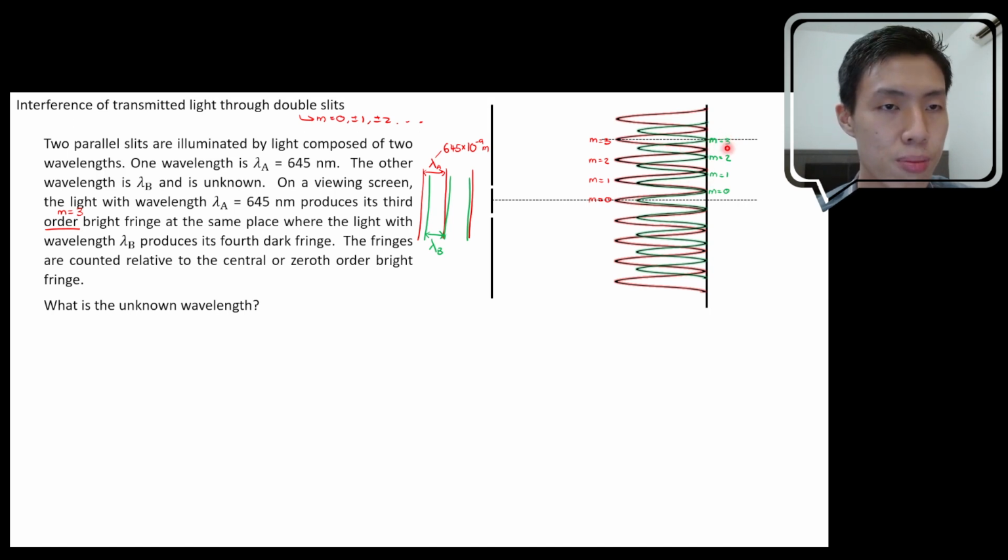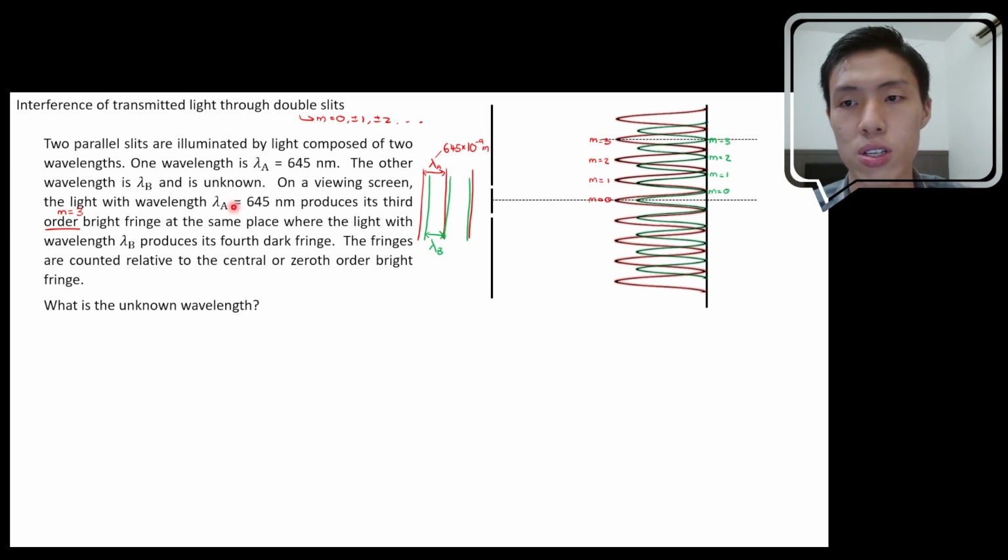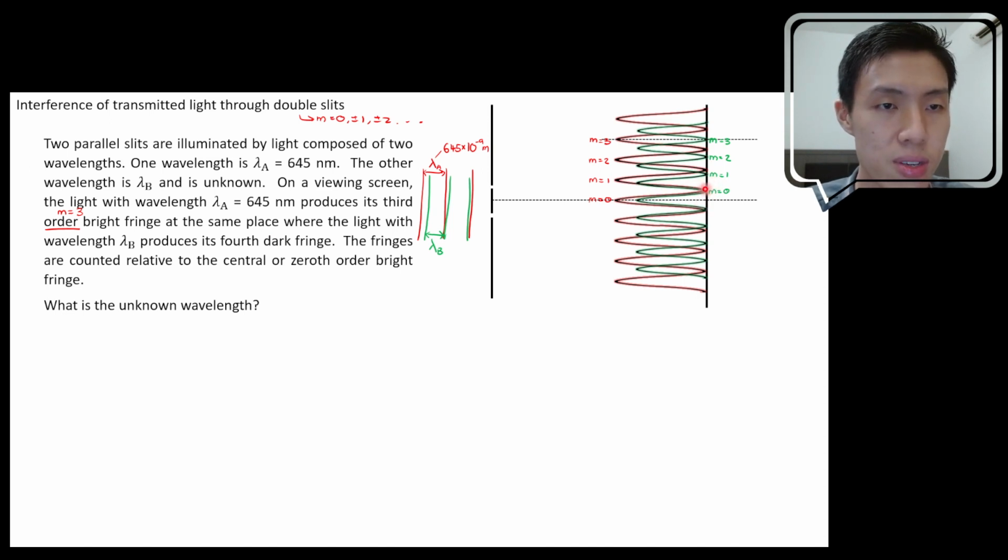Fourth dark fringe for lambda B is actually the third order dark fringe for lambda B as well. So even though we name it as fourth dark, because there's no word order, the value before the dark, the fourth over here, cannot immediately be m. If we see that there's no word order, we have to count out from the central bright. If we count out from the central bright, this is the first time we see a dark, second time we see a dark, third time, the fourth time we see a dark.